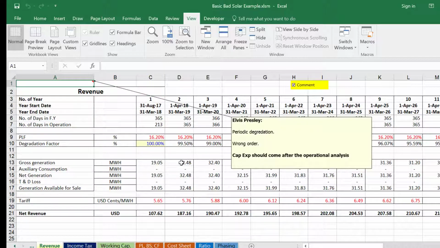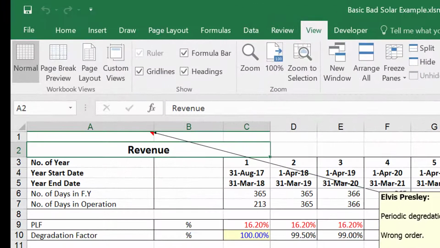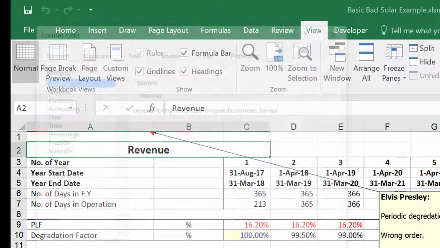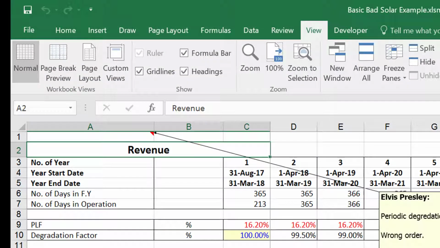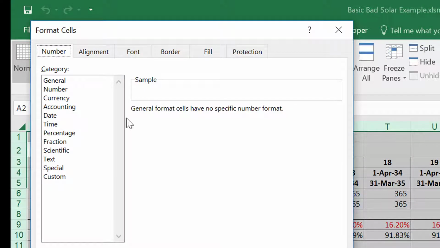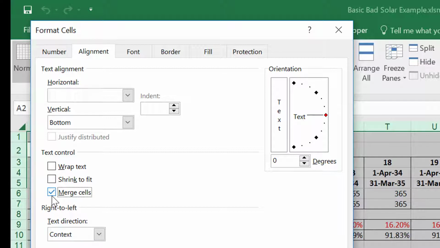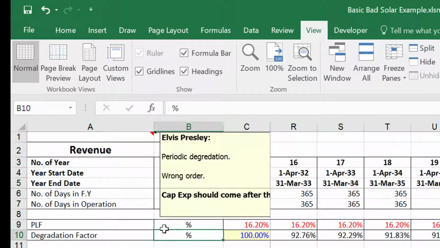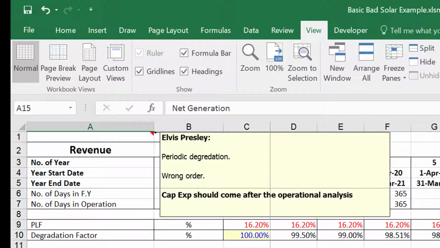They put these merged cells in. The first thing I do is press Control A a couple of times to get the whole thing, Control 1, and then go to Alignment, and if anybody put any merged cells, I take it out. It's disgusting because you can't just click on a column and click on an entire row or column. It really messes things up once you get to be a little bit better at this stuff.